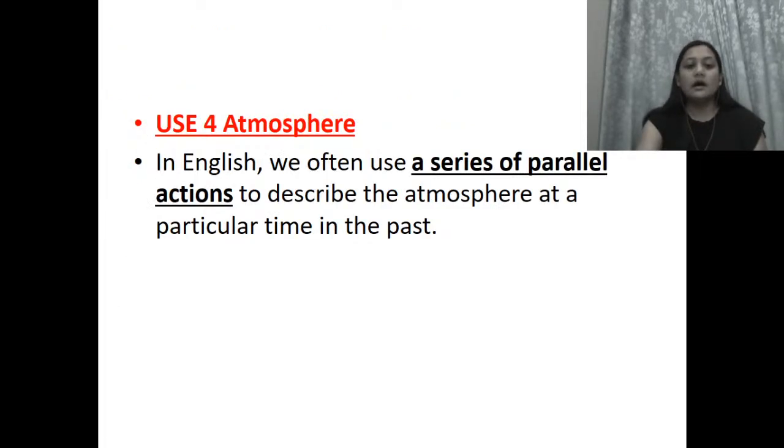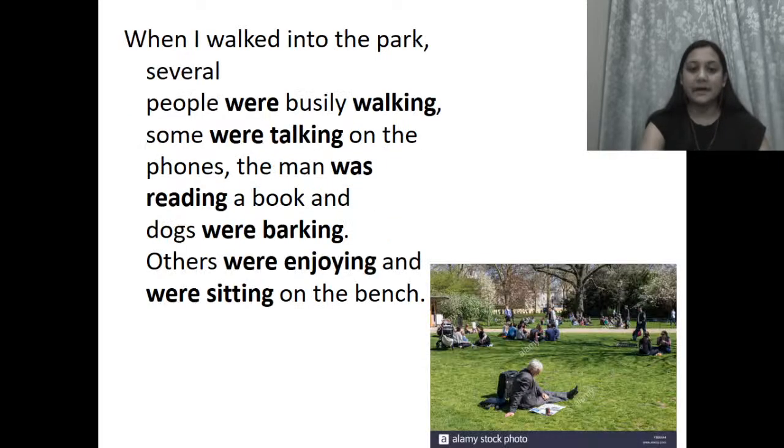Now, with atmosphere. So in English, we often use a series of parallel actions to describe the atmosphere at a particular time in the past. For example, a lot of activity are taking place in this particular situation. When I walked into the park, when you're beginning with, अगर आप बहुत सारे actions के बारे में बात कर रहे हैं, like there are series of actions.